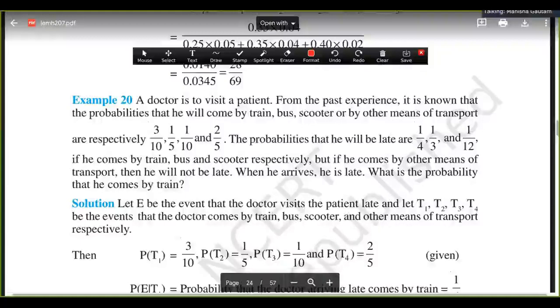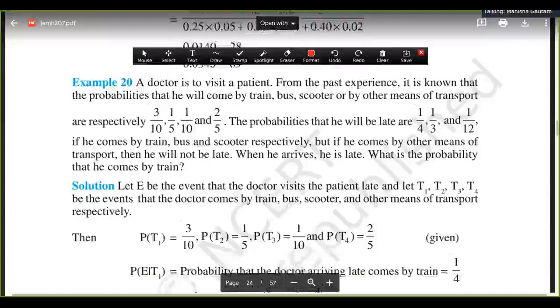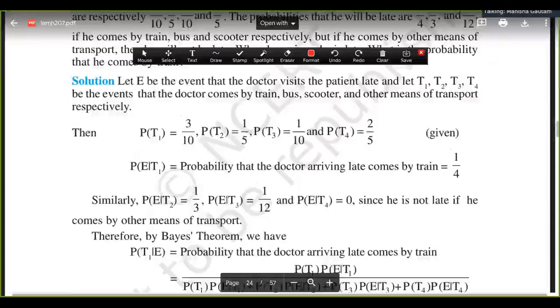Okay. Now, here the means of transport are taken as T1, T2, T3, T4, and the probability that he is late through each means is given. First mean, second mean, third mean, and fourth mean of transport are given here, with their probabilities. And E means he is late. He is late and he comes by train: 1 by 4. He is late and comes by the second transport means: 1 by 3. And from the third transport means, it is 1 by 12. And when he comes by the other means of transport, he is not late. That's why it is 0.